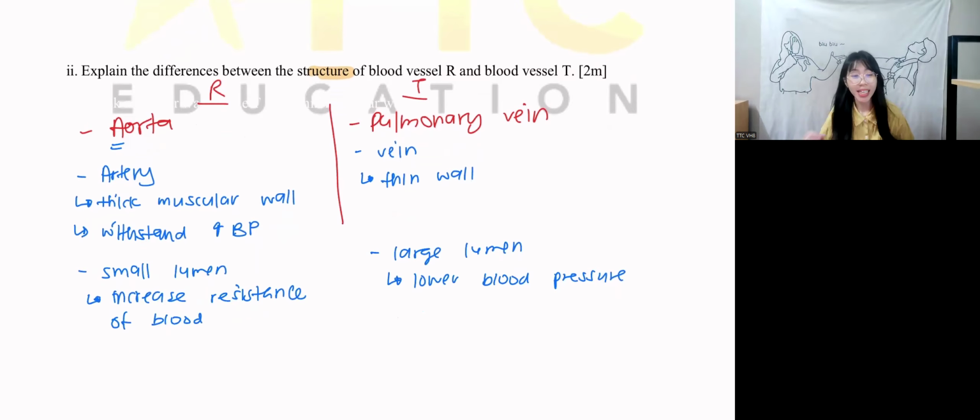Another thing that we can talk about is actually the valve. Which one has a valve? Does an artery have a valve or does a vein have a valve?